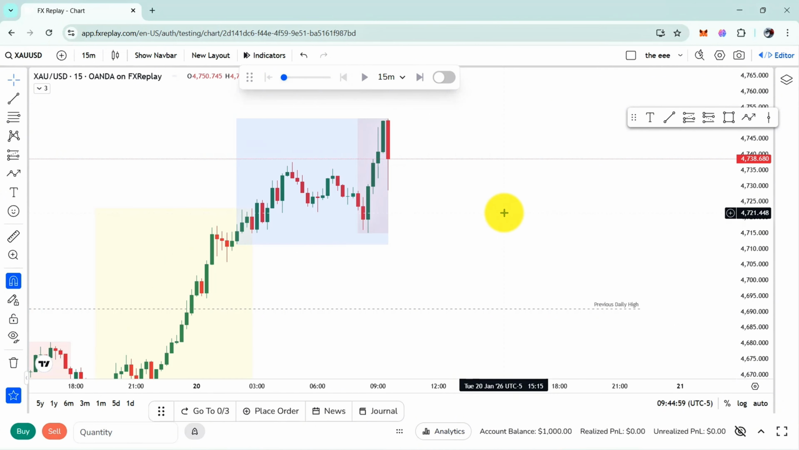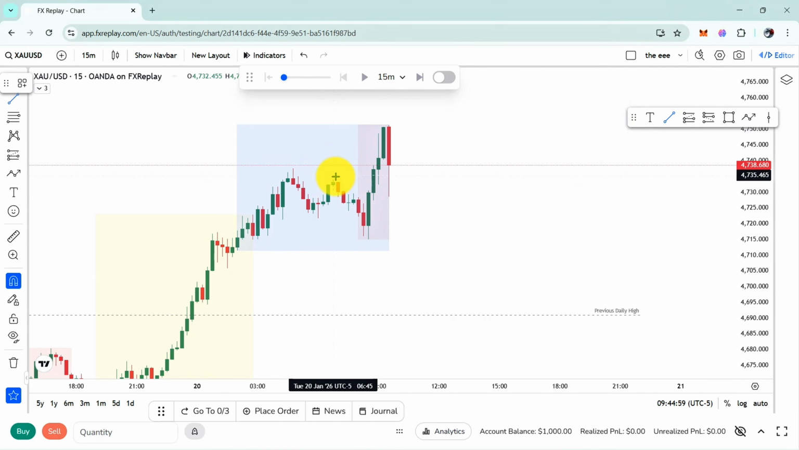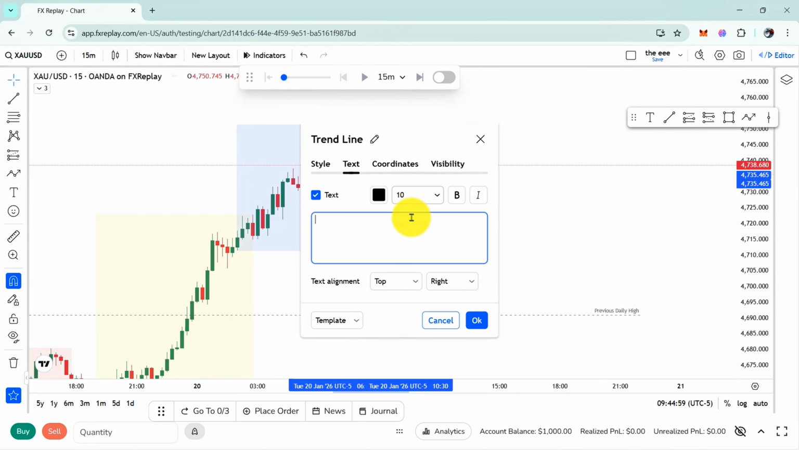Some are not fair value gaps. Some are just against the trend. That's why the foundation is very important, which is the original market structure. So we have this, which is our breaker block. A breaker block is a failed order block. So we can say this is a breaker block.